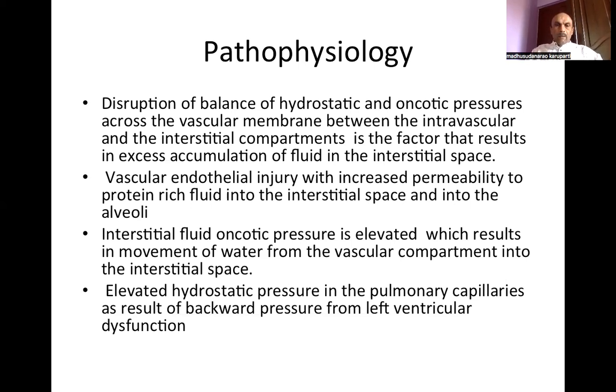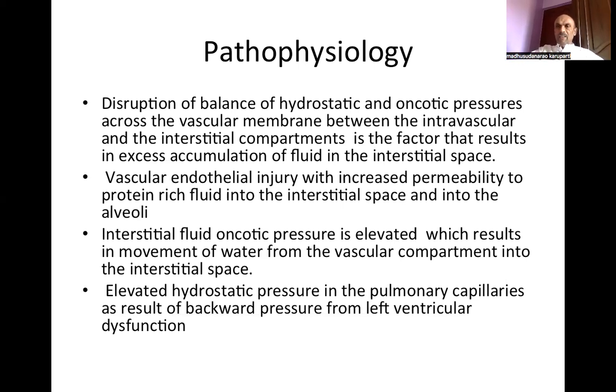Well, elevated hydrostatic pressure in the pulmonary capillaries as a result of backward pressure from the left ventricle or ventricular dysfunction results in the movement of the fluid from the capillaries to the extravascular compartment. So, the increased permeability of the capillaries secondary to the vasculitis syndrome results in raised oncotic pressure due to movement of the protein-rich fluid into the interstitial compartment. So, in both these conditions, there is excessive fluid in the interstitial compartment. That is the cause of pulmonary edema.